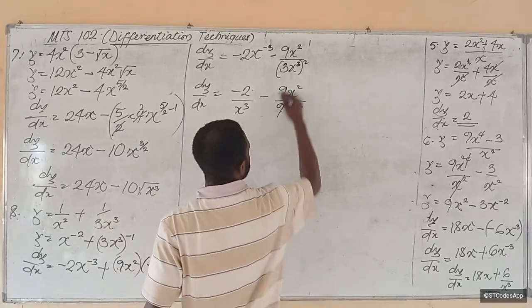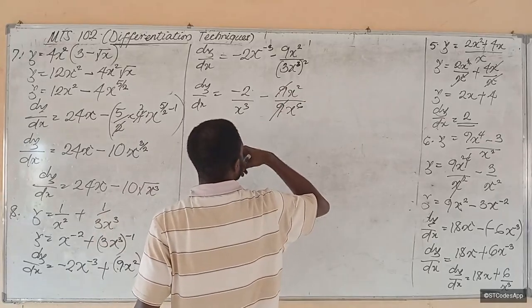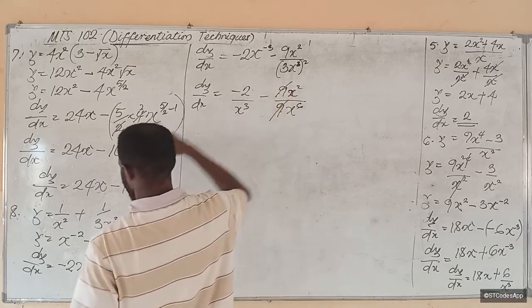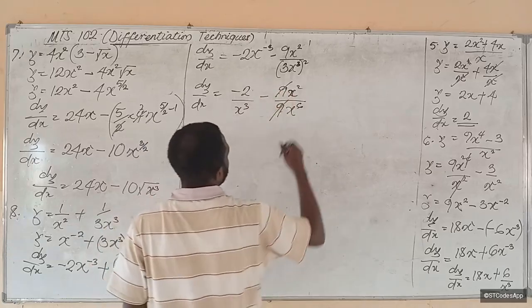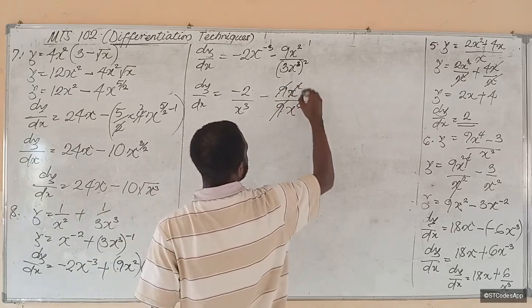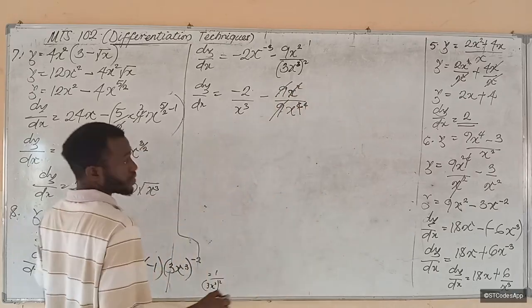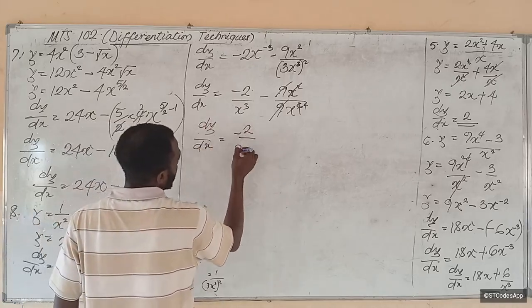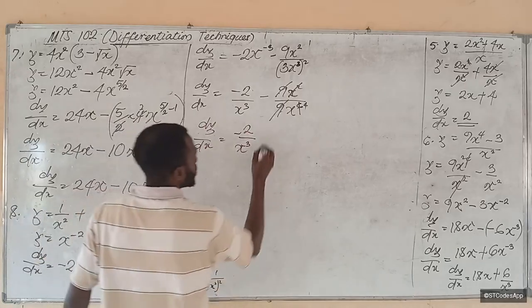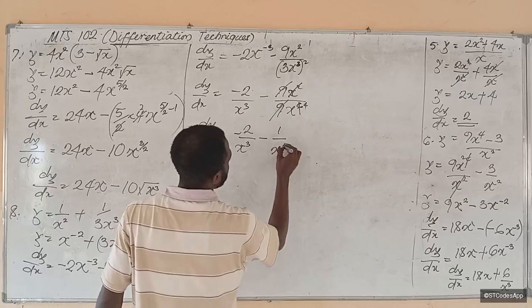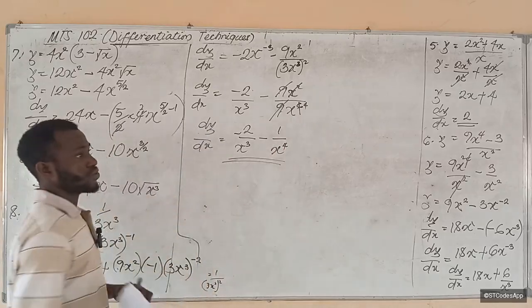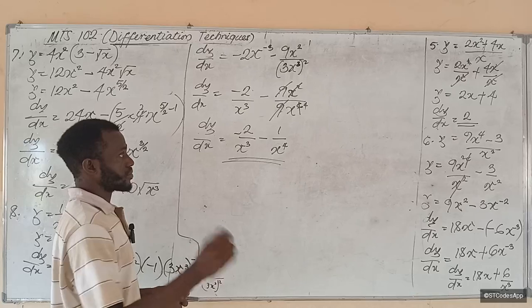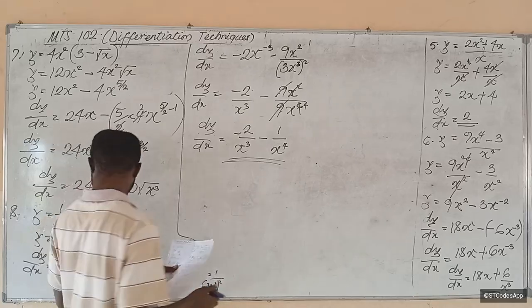Okay, so 9 takes care of 9, and this takes care of this, remains 4. Okay, so that we have dy dx will be equal to minus 2 over x cubed. Okay, then minus 1 over x raised to power 4, and that becomes your answer. Okay, all right. So let's go to the next question.